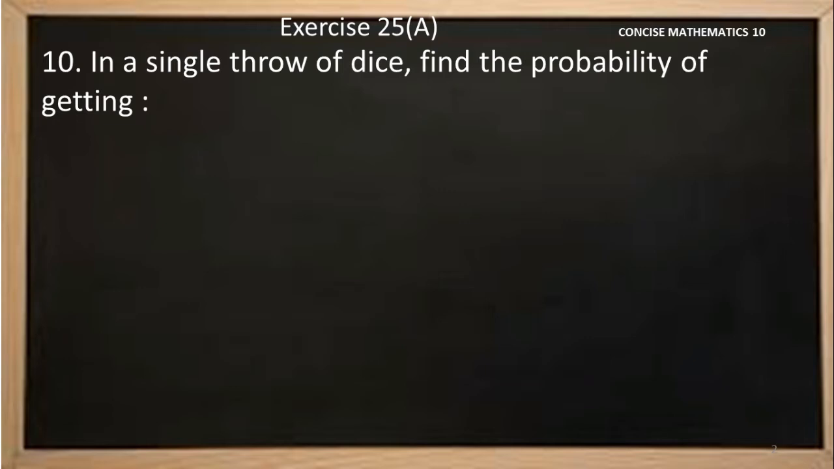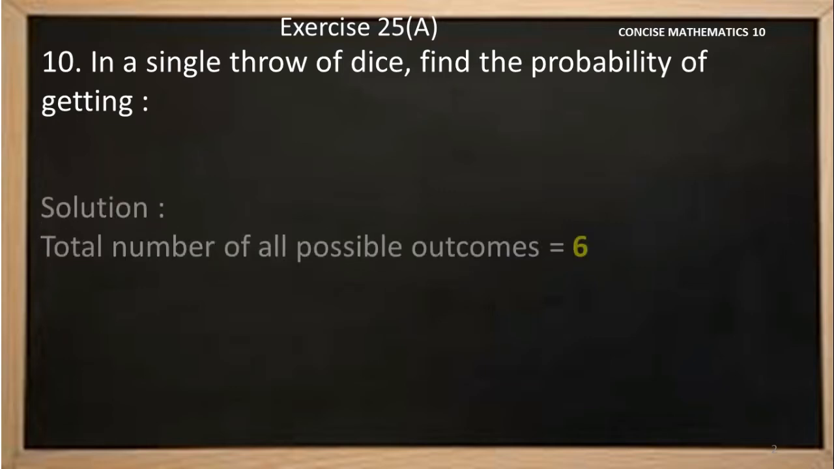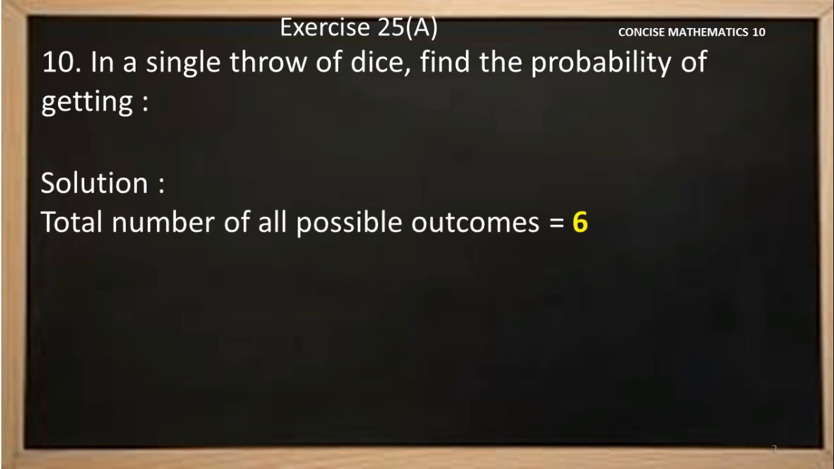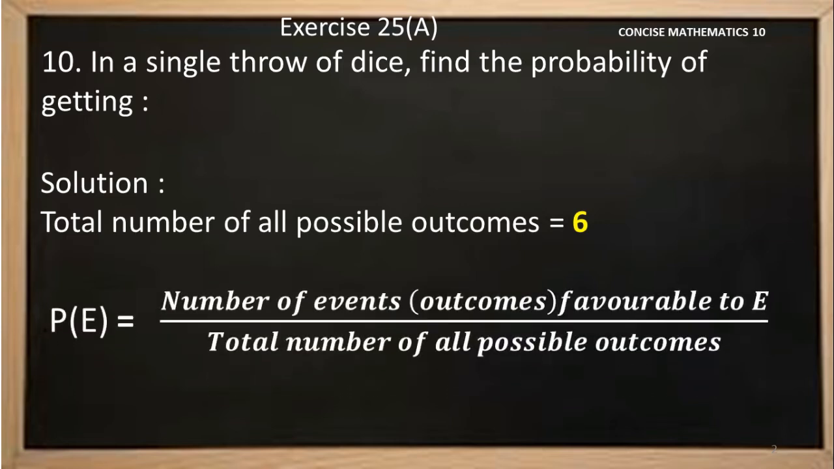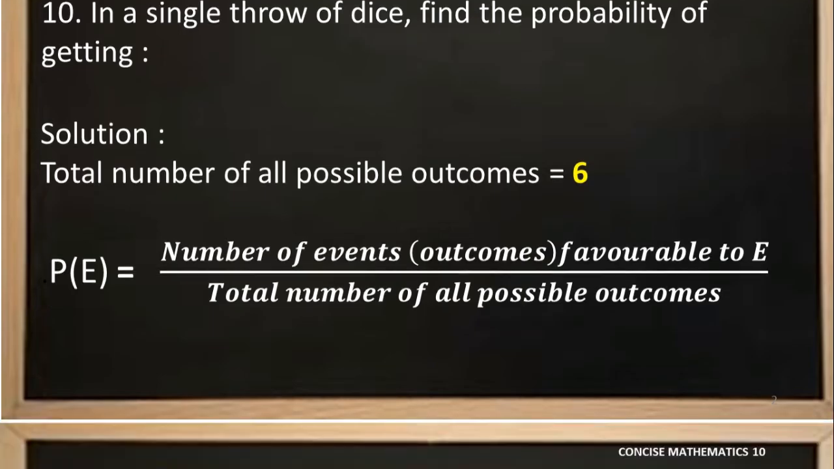As the experiment or event is a single throw of dice, let us note down all the total number of possible outcomes. As the dice is numbered with 1 to 6, the total number of all possible outcomes will be equal to 6. And the probability of an event E is equal to the number of events favorable to E by the total number of all possible outcomes. Let us move on to the sub questions.